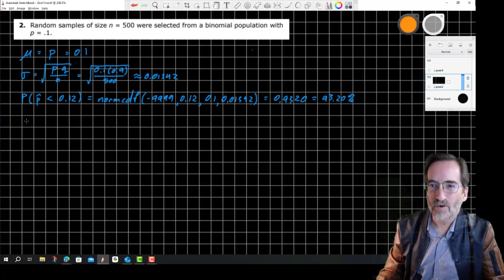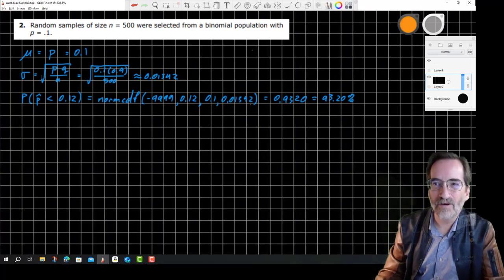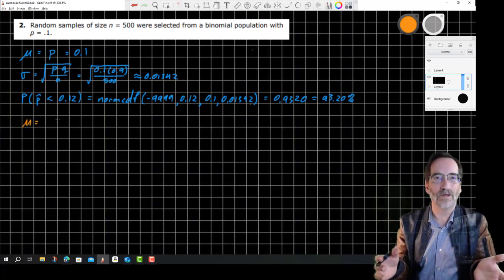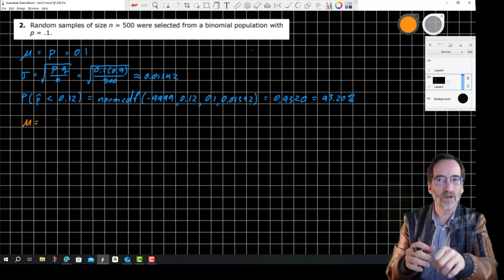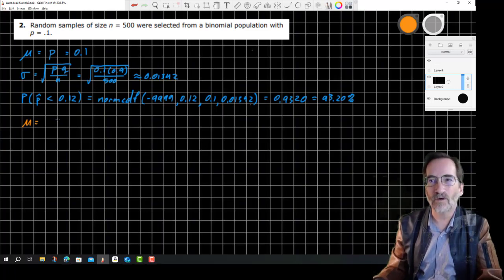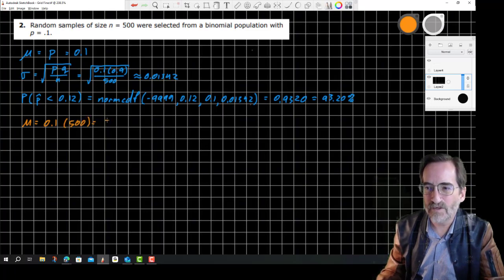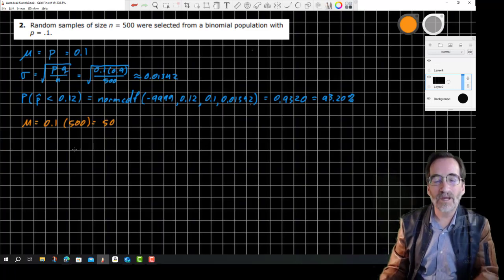Okay, and so we need to scale all of this up, right? The mean now is going to be, we're going to total all the wins, not find the ratio of wins to total. So if we win 10% of the time out of 500 tries, we would win 50 times. Okay? So the mean now is 50.